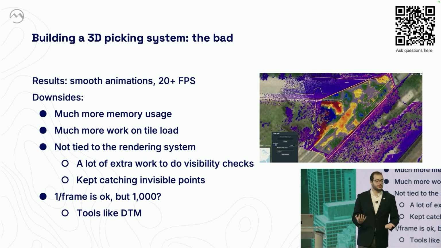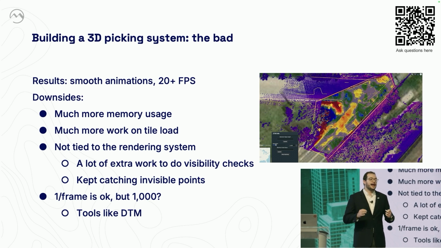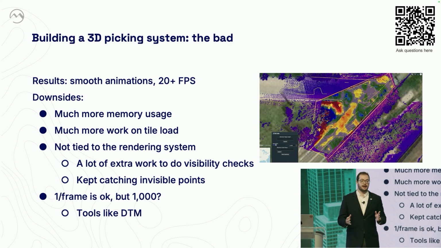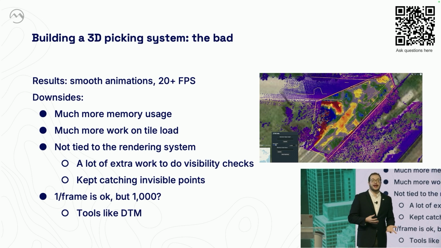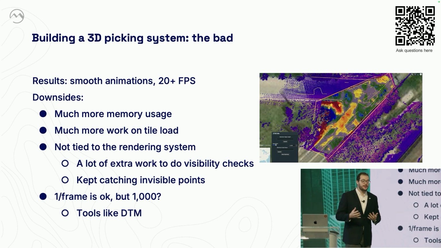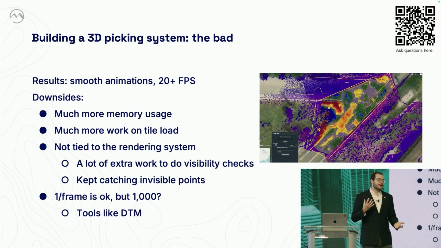It wasn't tied to the rendering system at all, and so if we had visibility settings that would turn off, let's say, every point above the ground, so you only saw the ground points, this picking system wouldn't know about that. And so when you tried to pick a point or draw a new thing, it would catch your mouse on invisible points floating up in the air that you couldn't even see.